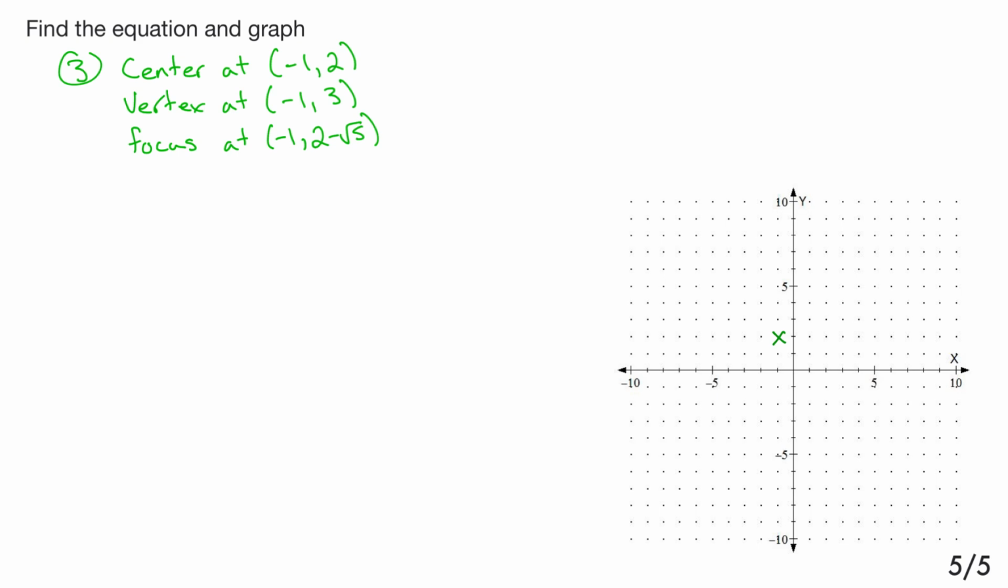They say the first vertex is going to be at -1 comma 3, 1, 2, 3, which is right here. And with that occurring, we automatically know that if that's the vertex, it's going to open upwards and downwards. And if the distance from the vertex to the center is 1 up, then there should also be another vertex 1 down.